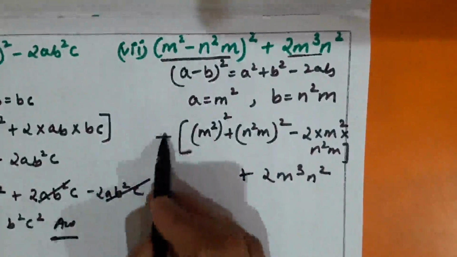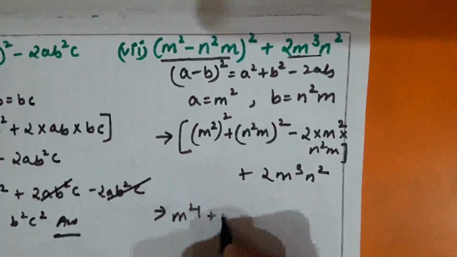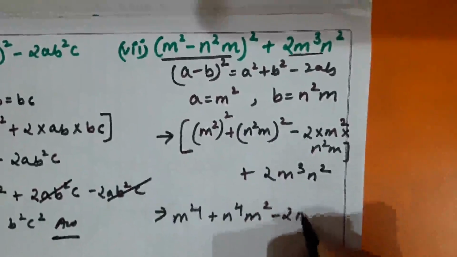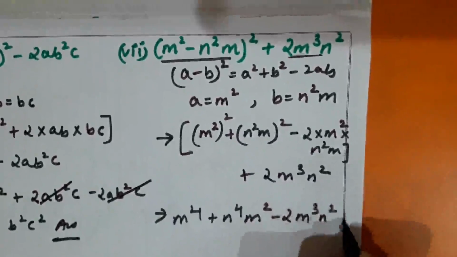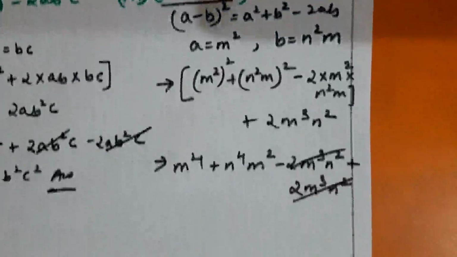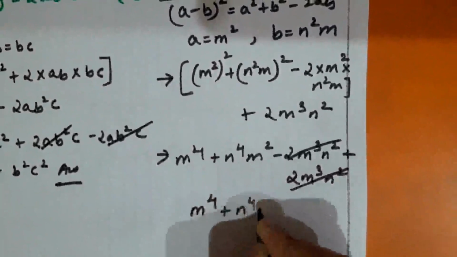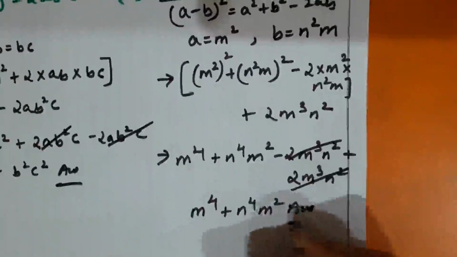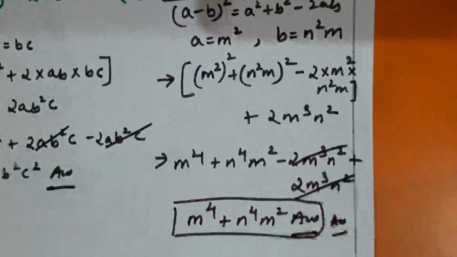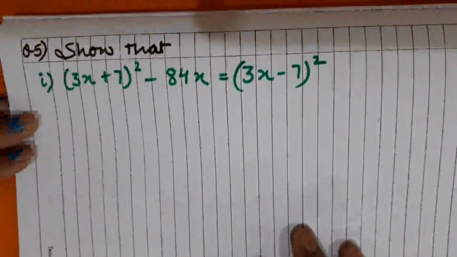Now open this. So you will get m to the power 4 n to the power 4 m square minus 2m cube n square plus 2m cube n square. They cancel out each other, same variables are there. So m to the power 4 plus n to the power 4 m square will be your answer. Now let's move to the next question. Now the next question is question number 5.